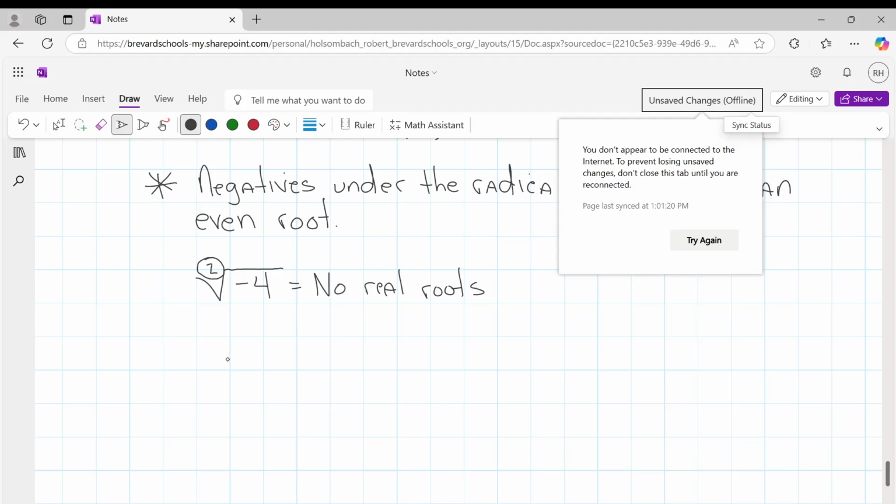When you see any negative under the radical, maybe it's the fourth root of negative anything, there are no real roots. A negative under the radical, and you're trying to find an even root, there are no real roots. Okay? The only time a negative under the radical can have a real root is when you're finding an odd root.